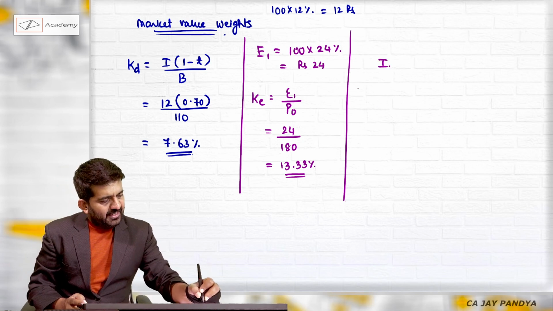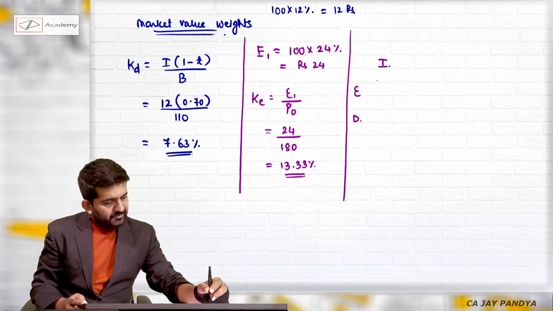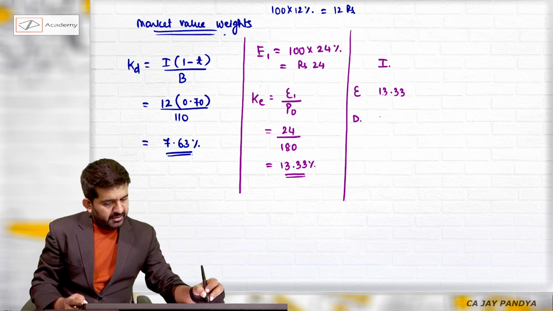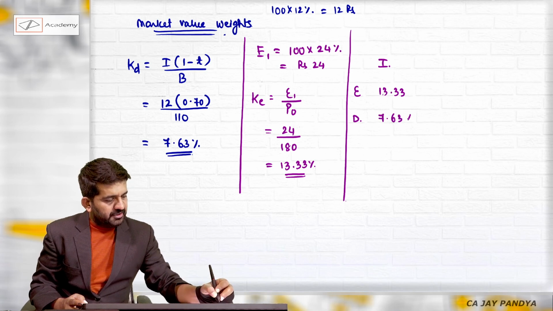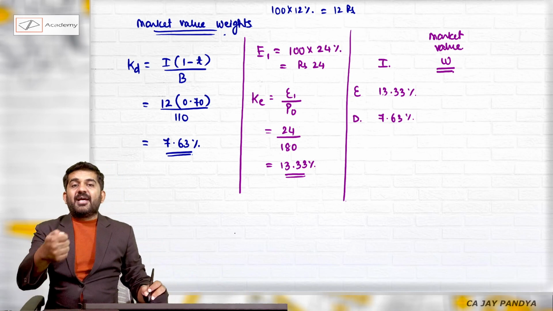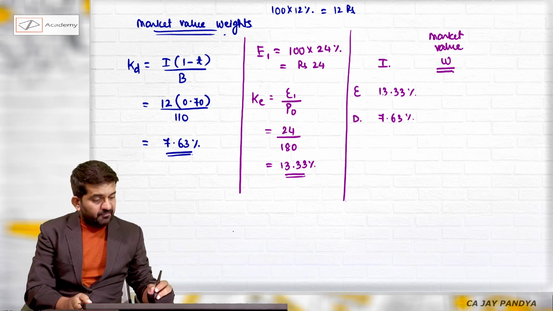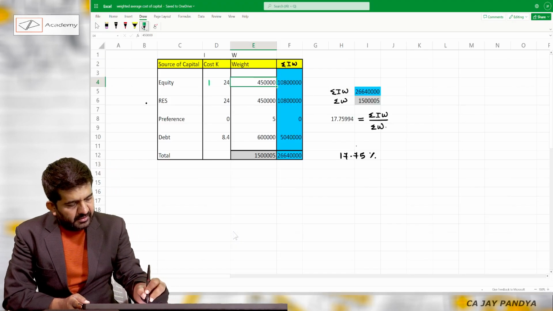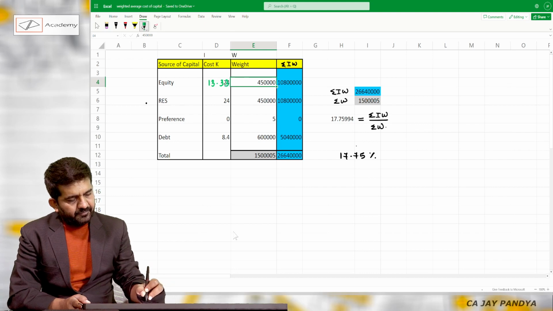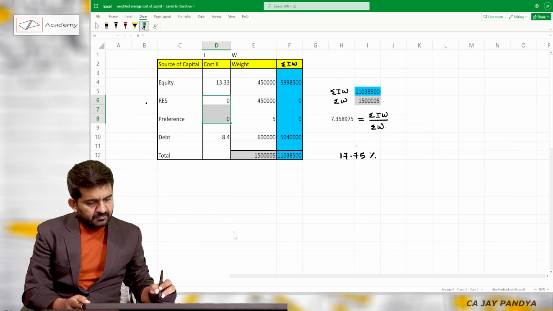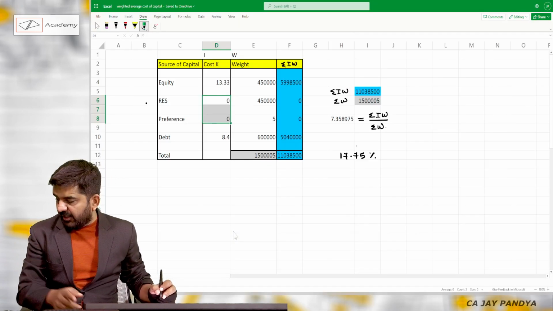What will I be taking as I? Equity and debt. Equity is 13.33% and debt is 7.63%. Weight I will be taking as market value. I will explain why I have not taken reserves, but let me first find out the answers. Equity is 13.33. Reserves I am taking 0, preference is 0. Debt 7.63.